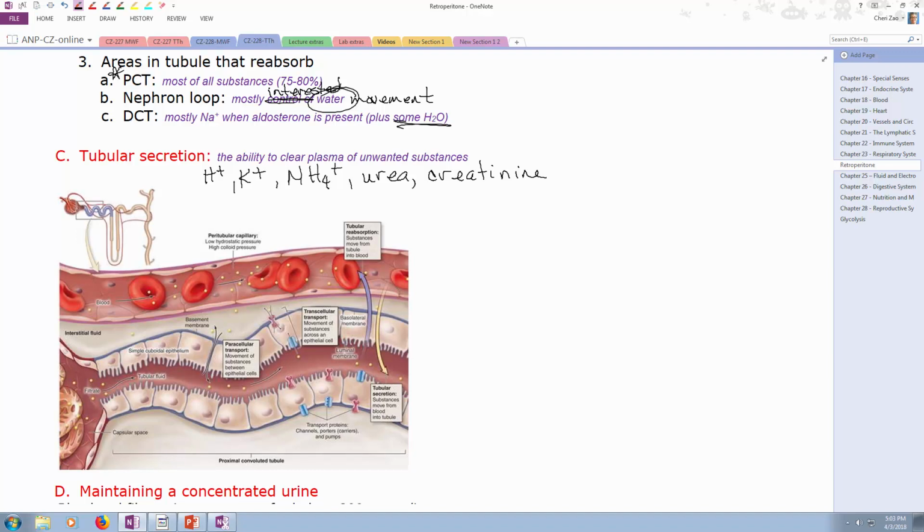A lot of people call this tubular reabsorption in reverse. I like: secretion is excretion. Excrete, or ultimately make urine, or urination.